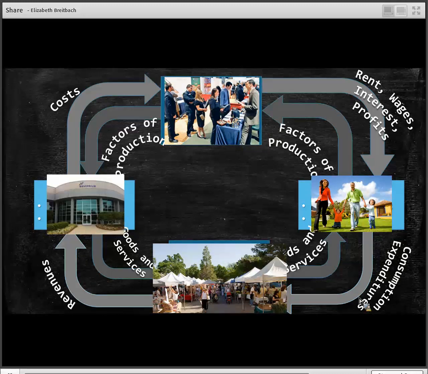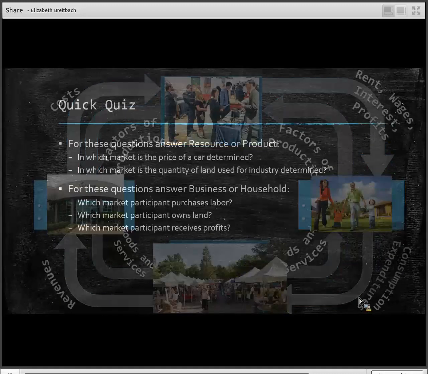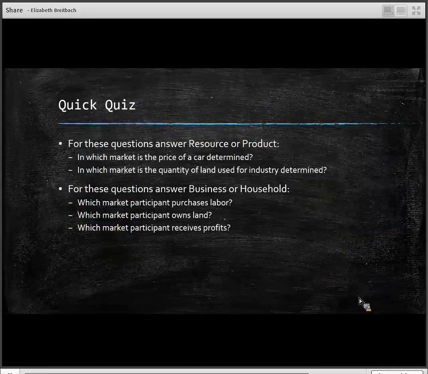All right, let's go through a quick quiz and see. So for the first two questions, I want you to determine in which market is this determined. And in the second section, I want you to answer either business or household. So which is correct, market participant or market agent that purchases labor, owns land, receives profit. So pause now, go through those questions, and then we'll go through the answers.